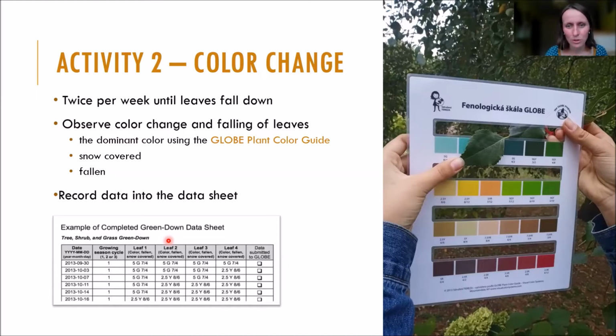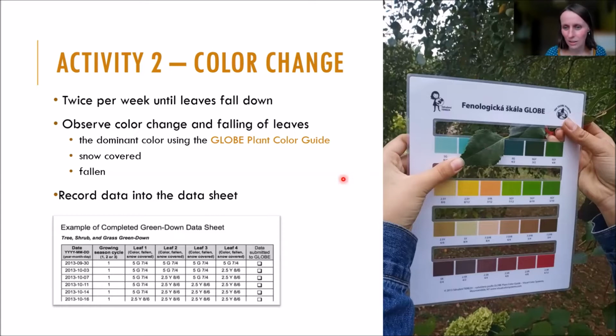You will need a tool called the Globe Plant Color Guide. Is this thing here in the picture? It has some squares with different colors, and each color has a specific code. So what you will do, you will just compare the color that you see on your leaf with the color on the color guide and write down the code of the color that is the most similar to your leaf.